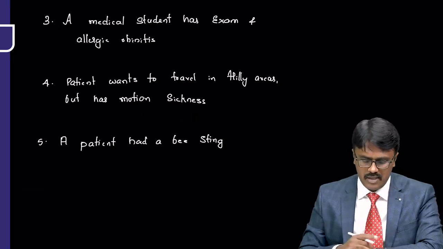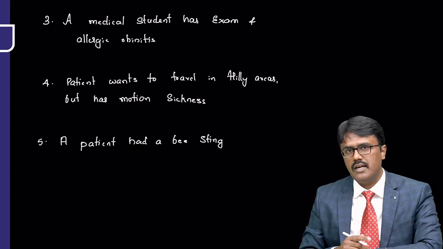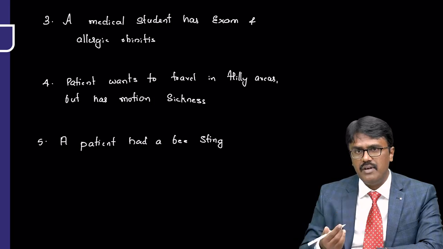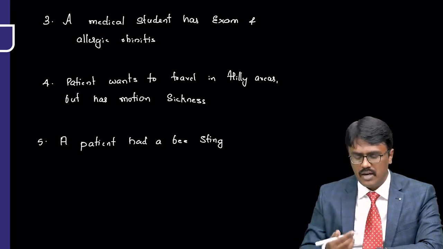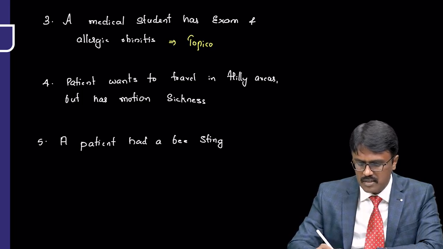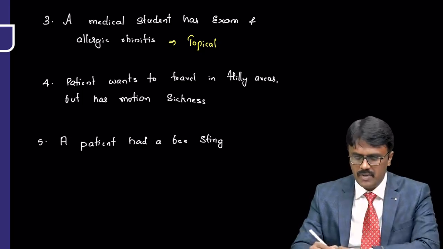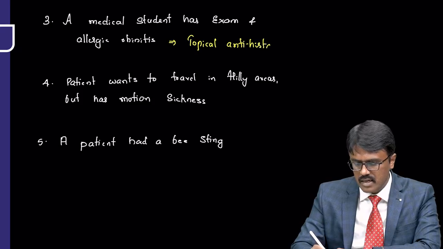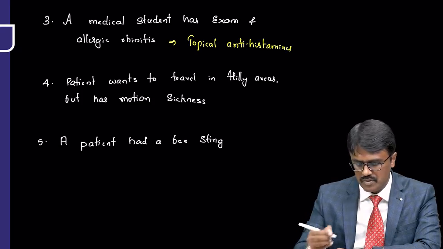Now moving on to case number 3, a medical student who has eczema and allergic rhinitis. Here also you can give second generation, and if we don't want to give an oral tablet, then you can use topical antihistamines. Can you tell me some topical antihistamines? They can be used as nasal spray. Topical antihistamines are azelastine and olopatadine. So they can be used.